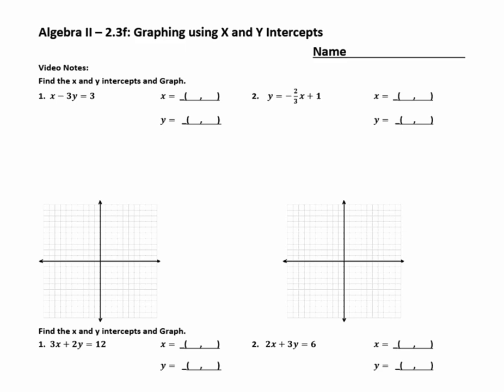So here's back to our problem. I don't have to solve this for y. If I wanted to graph it using slope-intercept, I would solve it for y. I don't need to when I'm finding the x and y intercepts. When I find the x and y intercepts, I'm going to do 2 different problems. So I'm going to do the x-intercept over here, and I'm going to do the y-intercept over here.